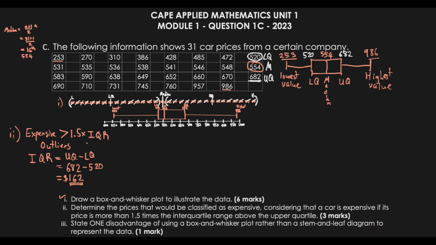Now, we're looking at 1.5 times the IQR. So in order to figure that out, we just multiply that by 1.5. So 1.5 multiplied by 162 would give us 243. So anything that's more than 243, but from where? Relative to where? That's the important thing we need to figure out.